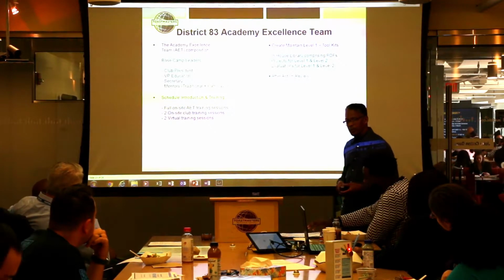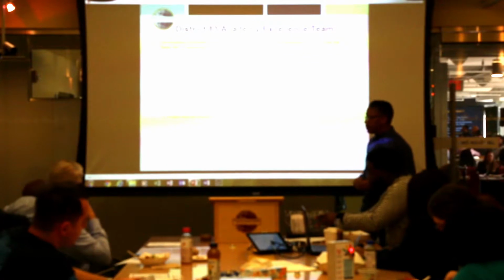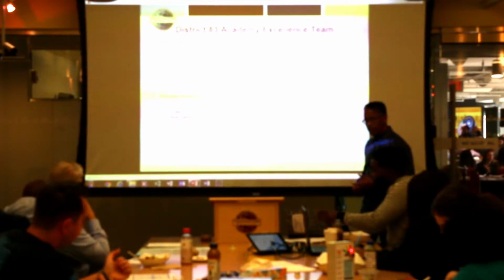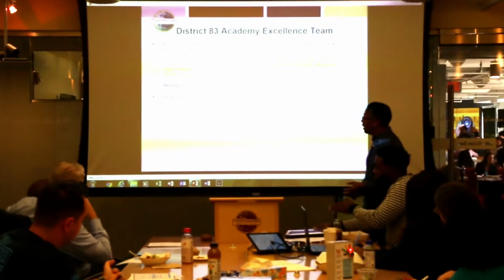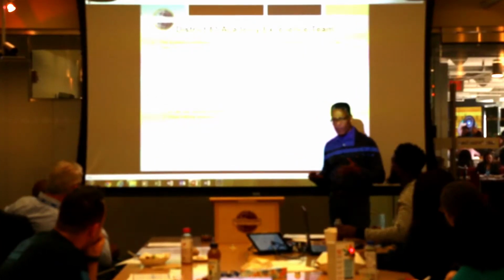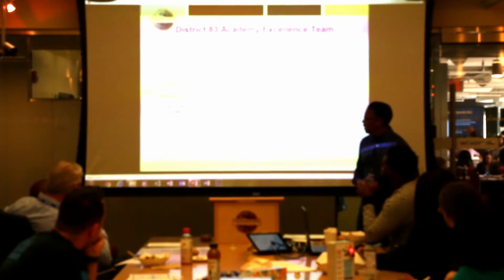Here's what I propose we do over the next 90 days. Form what we call Academy Excellent teams. And those teams will actually consist of the Basecamp leaders, which are the president of the club, vice president of education, and the secretary. And also mentors within the club. Those individuals who have a certain amount of experience under their belt, those are the individuals that we want to go after and start training them, providing them with additional knowledge and resources.